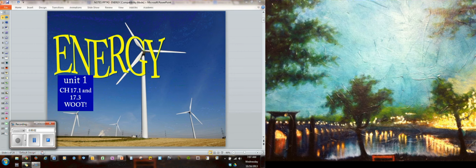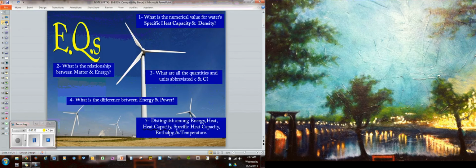Hi, chemistry students. Today we're going to take a look at energy, the second half of our unit, and you'll see that this is in chapter 17 in your textbook. We're going to take a look through that too, the online version today. Here are our big questions.